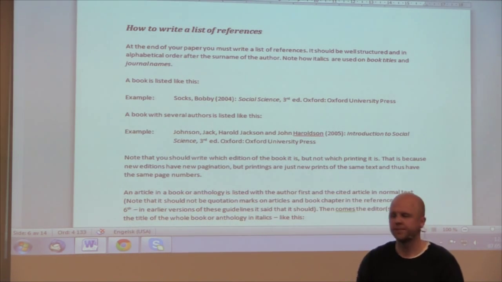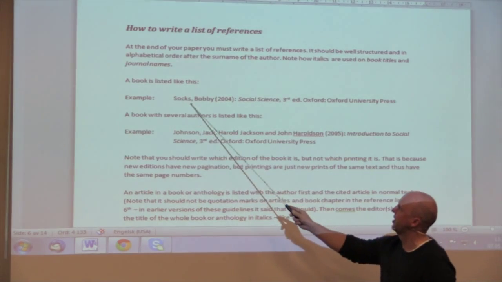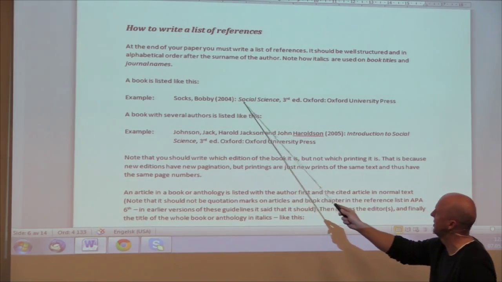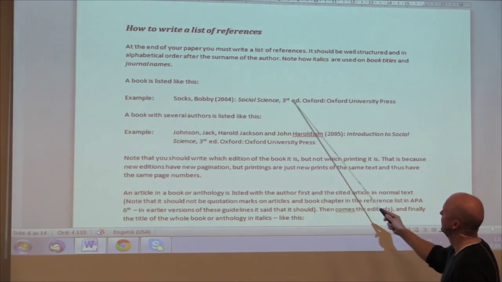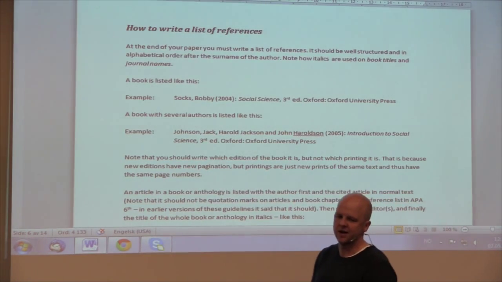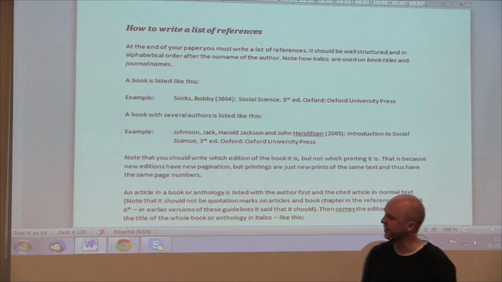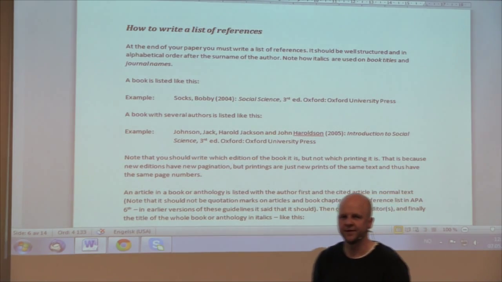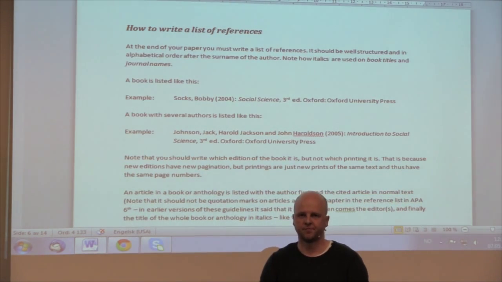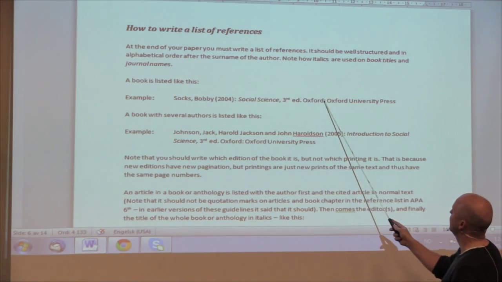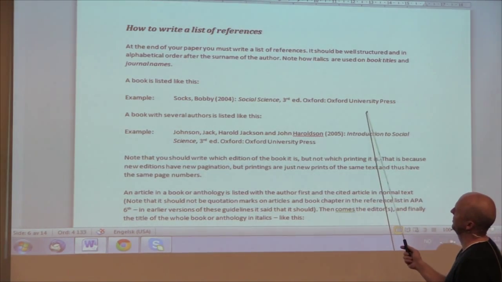If you have a book, you do it like this: surname and then comma, first name, the year that it was written, colon, title of the book, social science, and you put on the edition as well. You don't have to write first edition, but if there's second, third edition and so on, you should put that, because in the different editions there will be different page numbers. Different text is on different page numbers, so if we want to check, we need to know which edition we should check. And then city where it's published and the publisher, Oxford University Press.